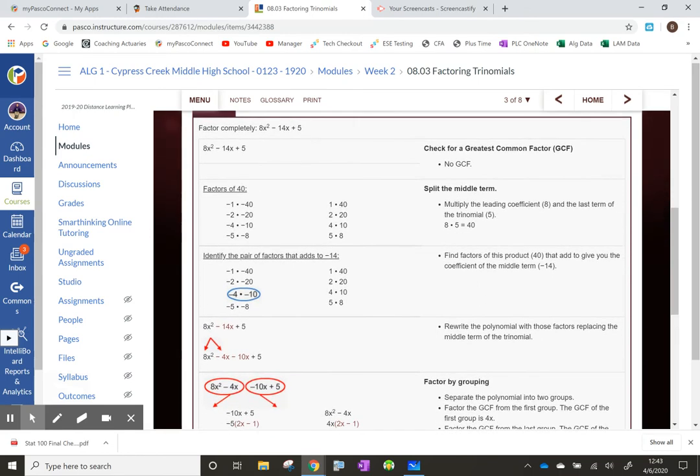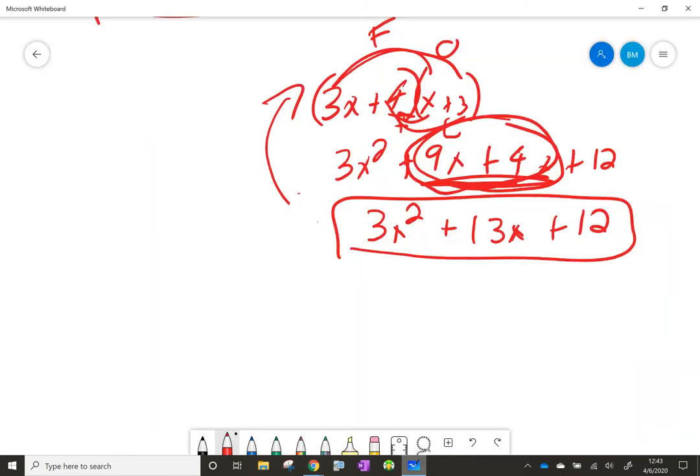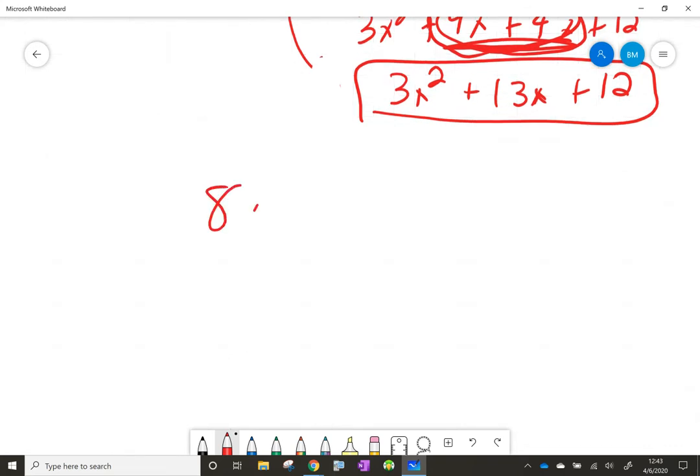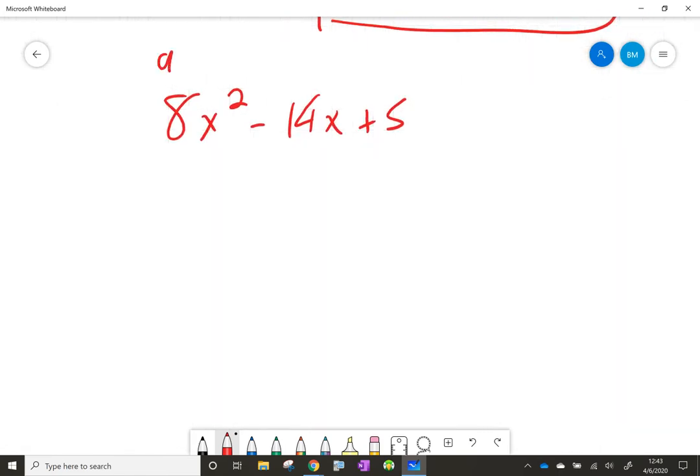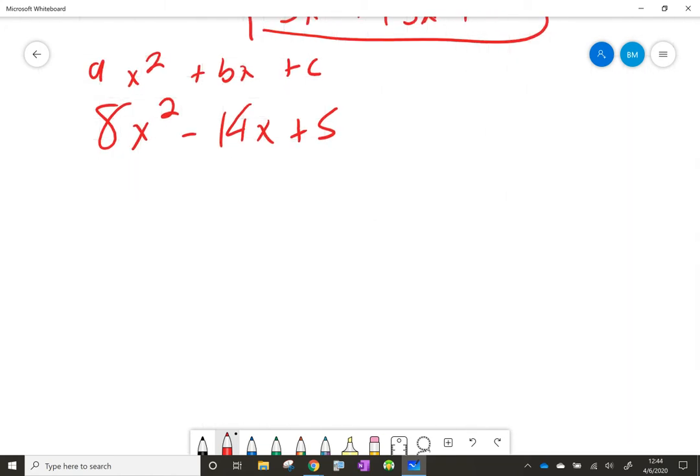So we have 8x squared minus 14x plus 5. This looks like a tough one to do at first. 8x squared minus 14x plus 5. All right. So remember, ax squared plus bx plus c. Okay, let's solve our riddle first. We can't do anything without solving our riddle.